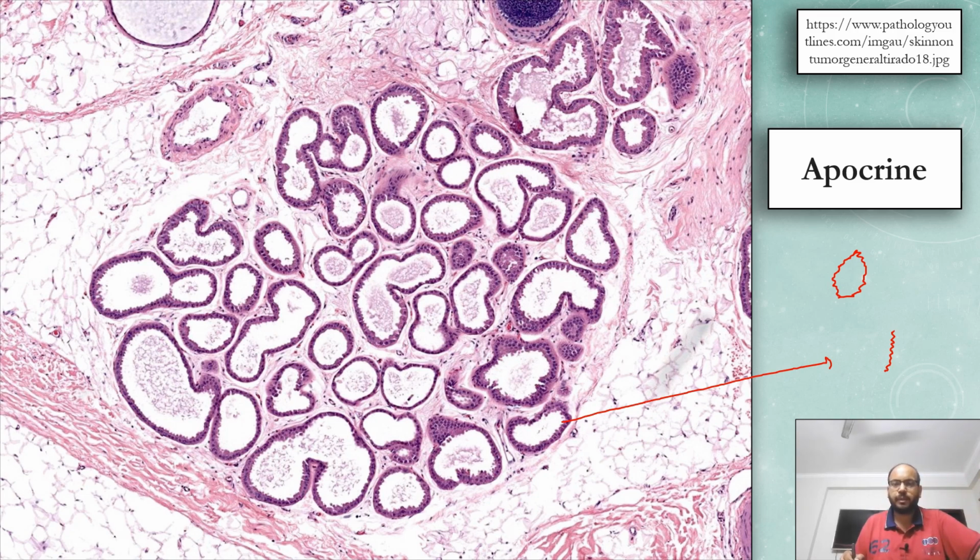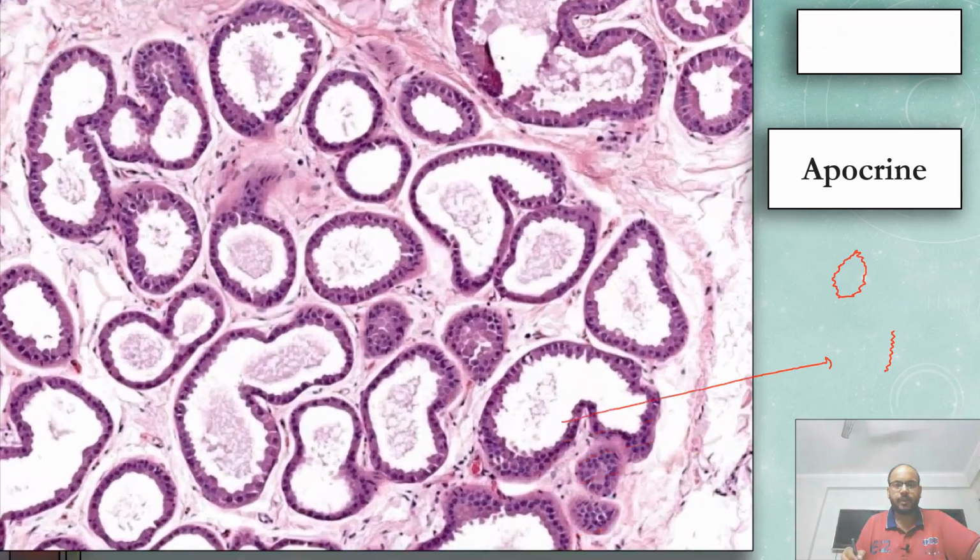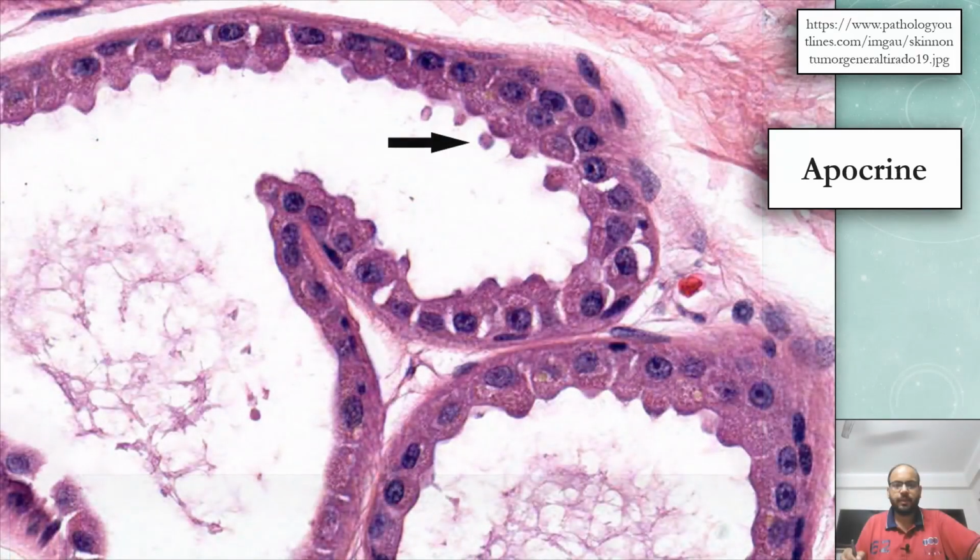Let's zoom in to see it a bit better. So here you can appreciate the pinching of the apical part of the apocrine cells, and that is how the apocrine sweat is secreted. The top part is pinched off. Okay, let's move forward.